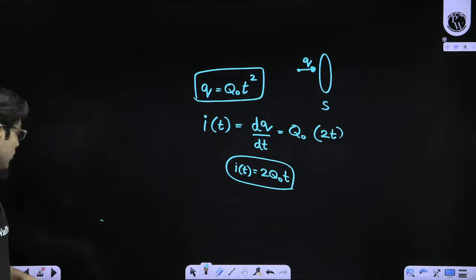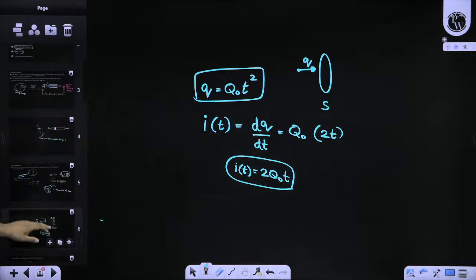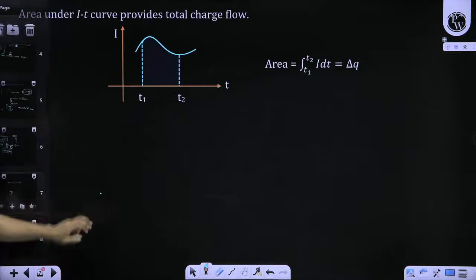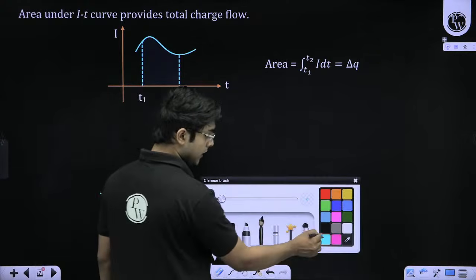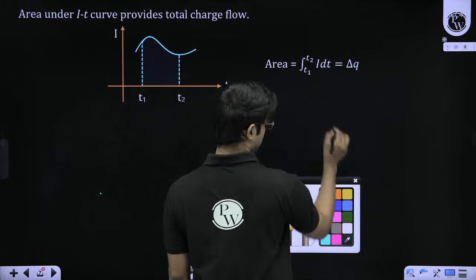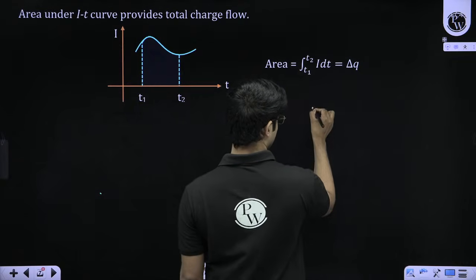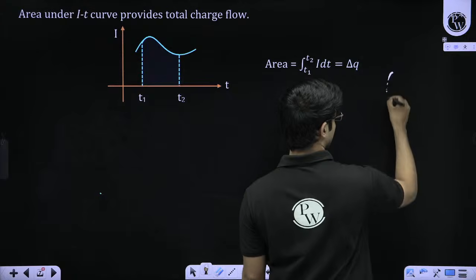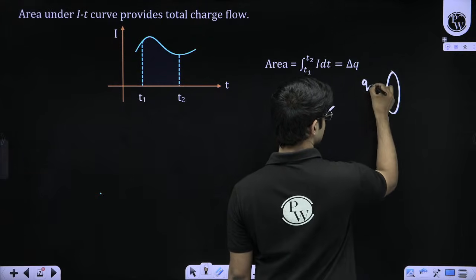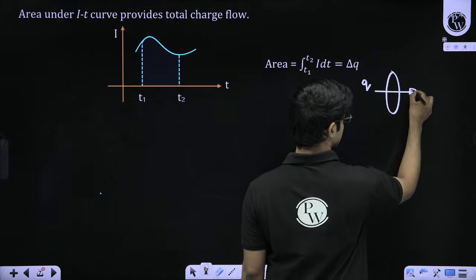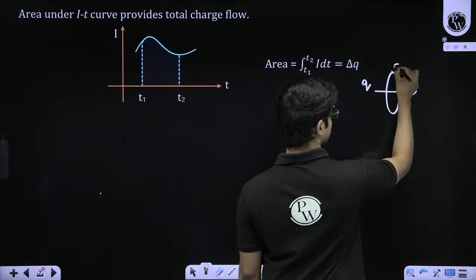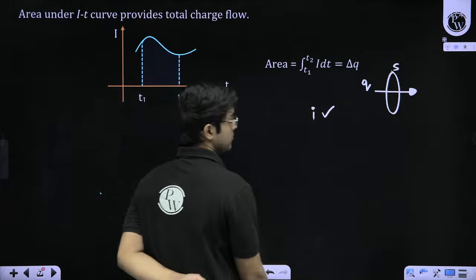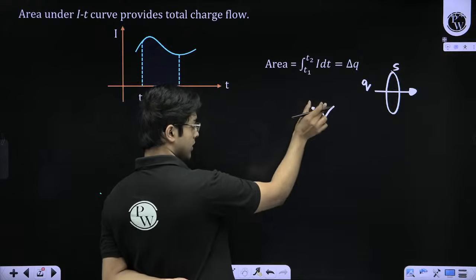Great. So now there is also the reverse process where you could be given the current. The current will be given to you and they will ask you what is the charge that crosses the cross section after, let's say, 5 seconds. This can also be asked. So this is the reverse question.